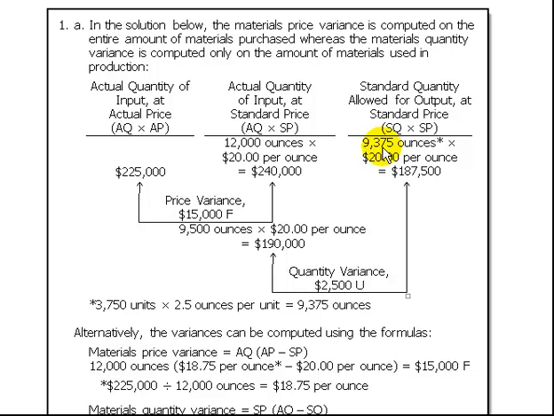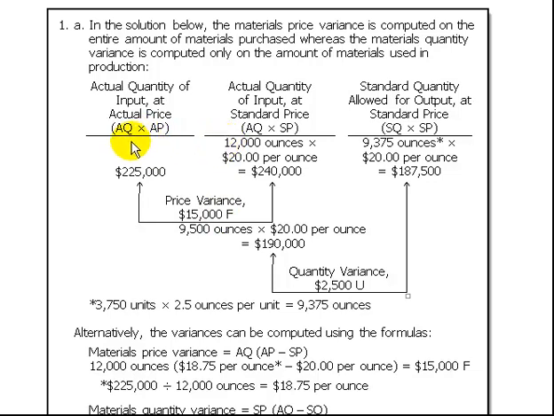And how did we come up with that? They had 3,750 units times 2.5 ounces per unit. That's what was called for in the standard. So 9,375 ounces of this material represents the standard quantity allowed for output. So we take the 9,375 times that $20 standard price, and we come up with $187,500.